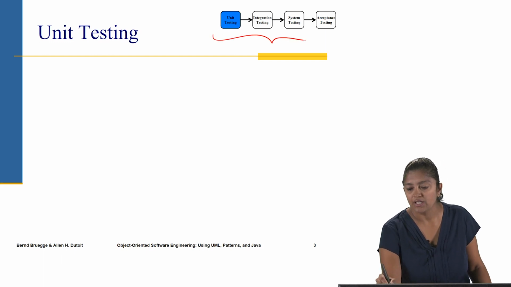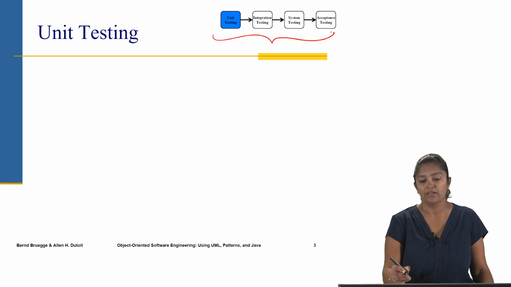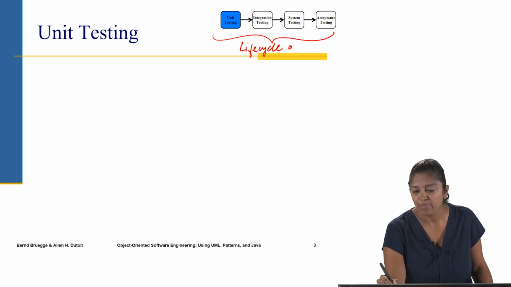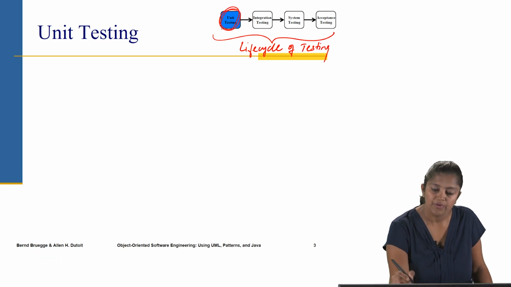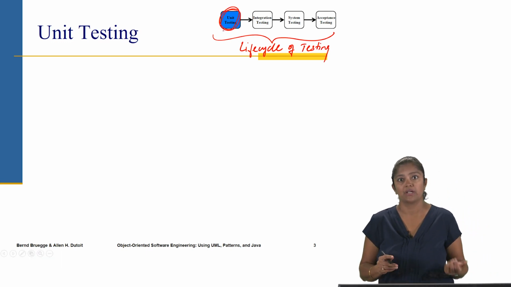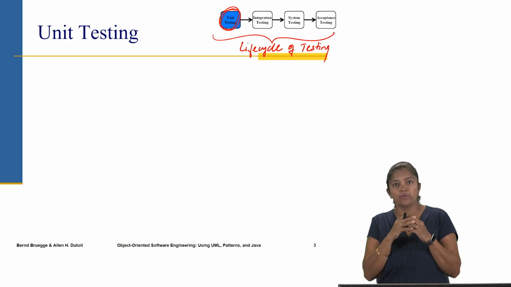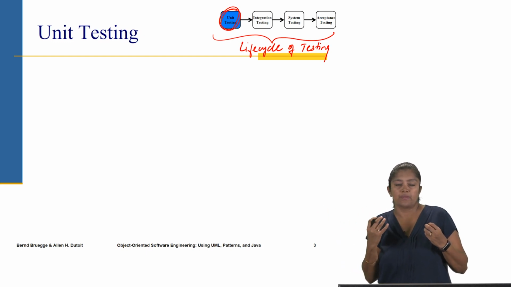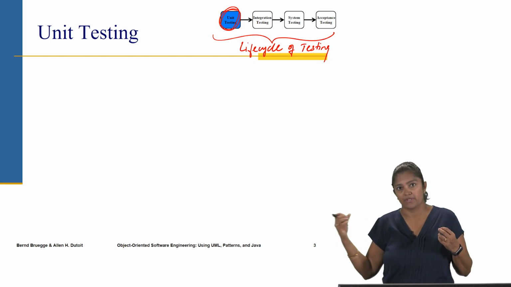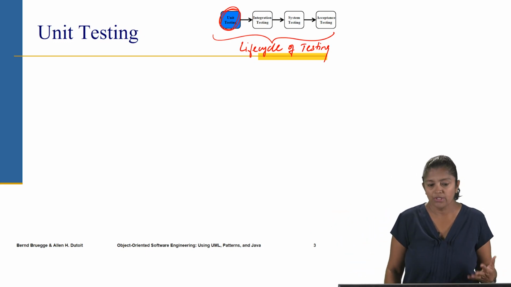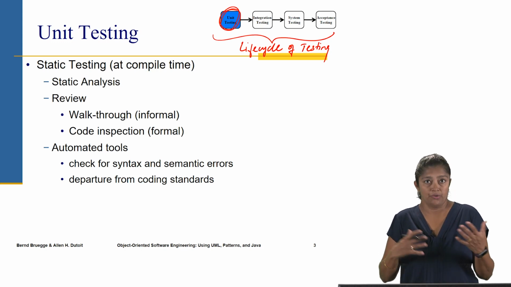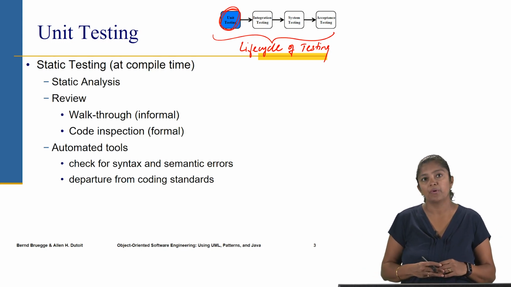So this is the life cycle of testing. We want to start specifically at a single unit first, and that's what we're focusing on here in unit testing. We want to test individual units first, and then we'll move into a bigger subsystem and then the whole system, and so on. So unit testing can be done at different points during the development of the program.